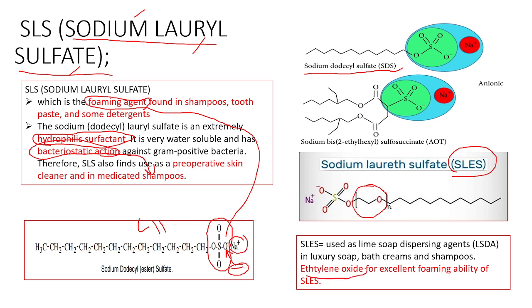If the ethylene oxide group is present in the surfactant molecule, it has excellent foaming ability. The ethylene oxide group is responsible for the excellent foaming ability. Ethylene oxide is hydrophilic in nature. Being hydrophilic, it is easily soluble in water, hence it can easily stabilize the air in water system. That is the foam.